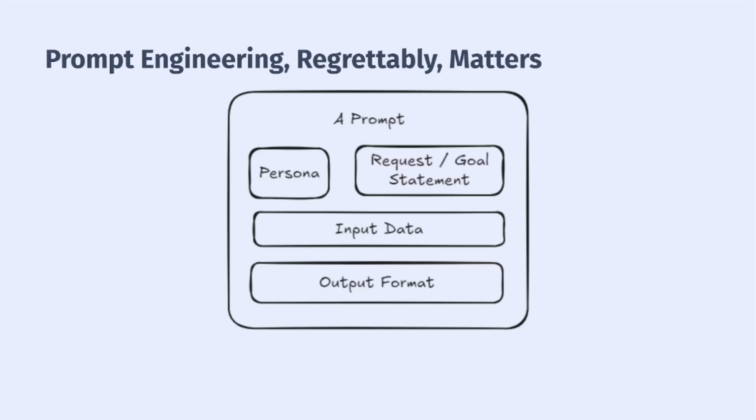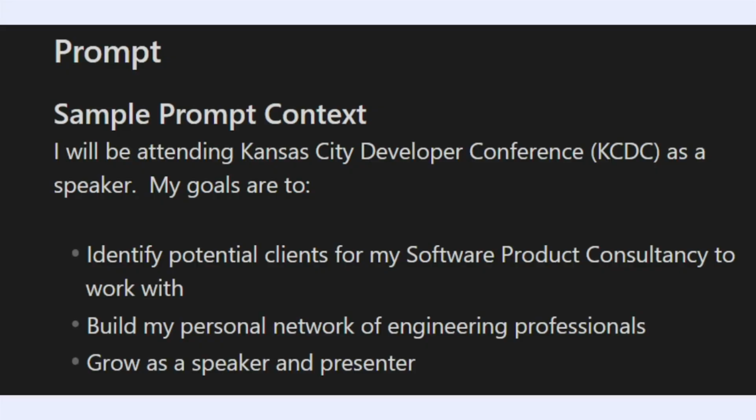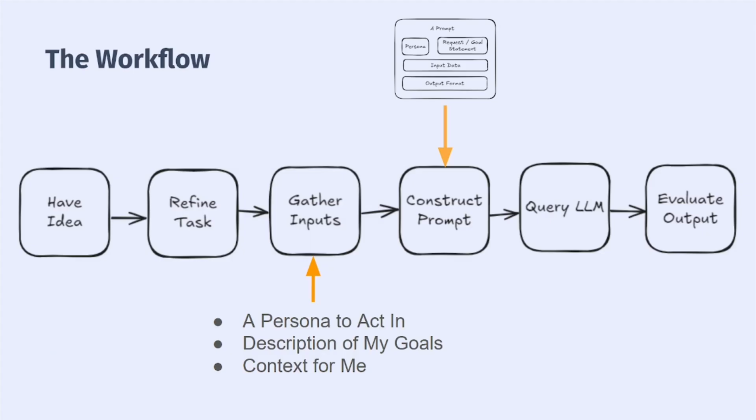So for input data, obviously I'm going to need to give it a persona to act in and a description of what my personal goals are here. So some sample context. I told it who I was. I told it a little bit about what I wanted and what I was trying to achieve with the task. But additionally, it was going to need context for me.